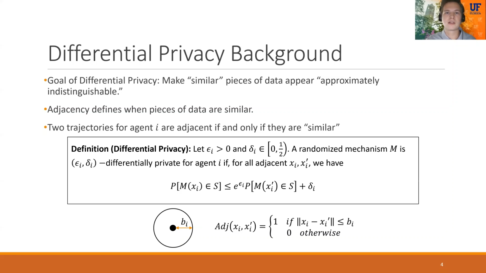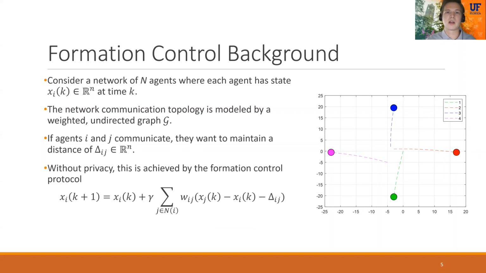Now that we have this privacy tool at our disposal, the question is, how can we use this in multi-agent coordination? We want to apply this notion of privacy to control problems that are already being used. One common problem in multi-agent systems is formation control. Now I want to give some background on the formation control formulation we're considering.